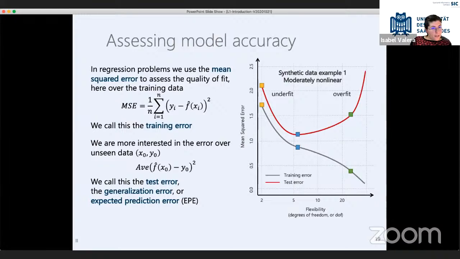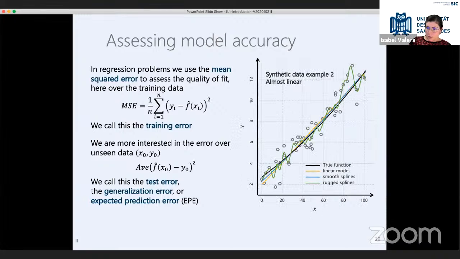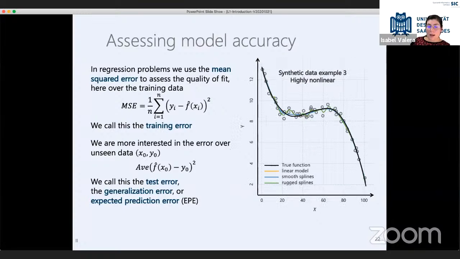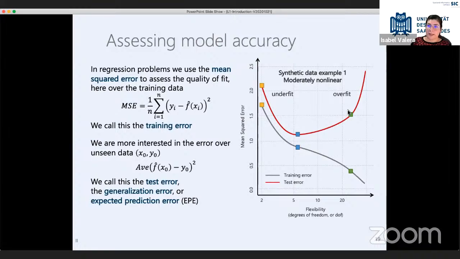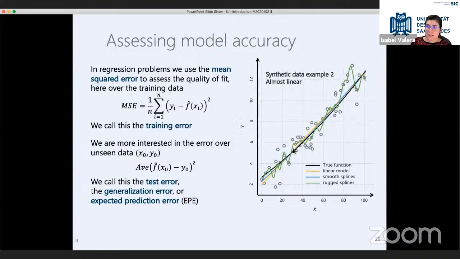But maybe we can go a bit more into how we assess the model accuracy and discuss the over and underfitting more afterwards all together, right? So basically, this was one example where we have a moderately nonlinear case where we were getting this kind of behavior. Of course, we can also have an almost linear case, because the true function is somewhere here, which is almost linear.